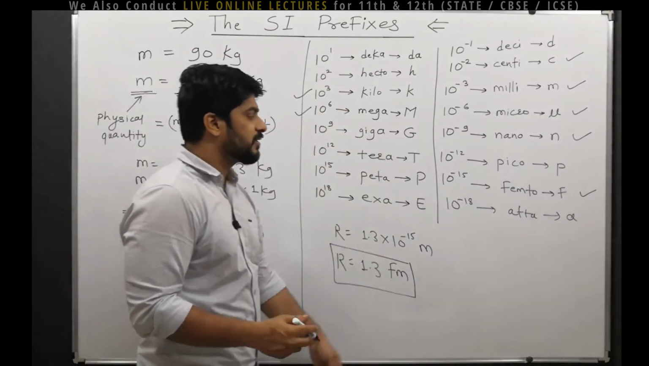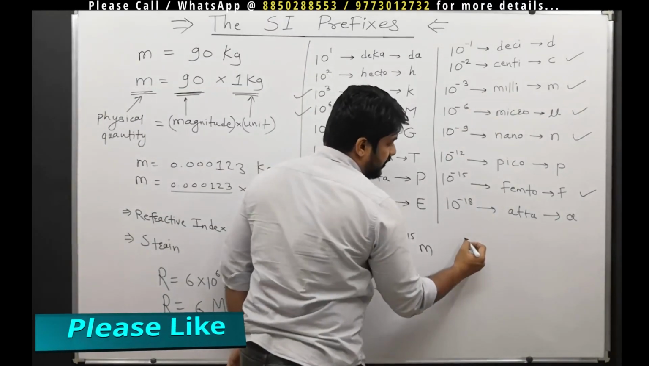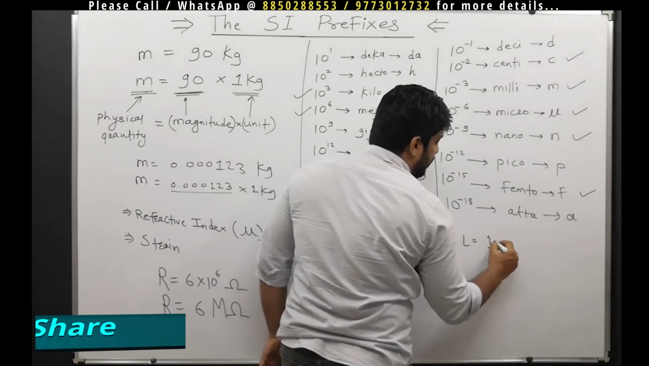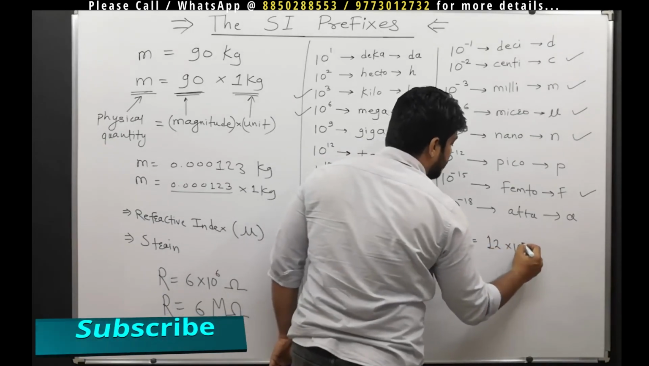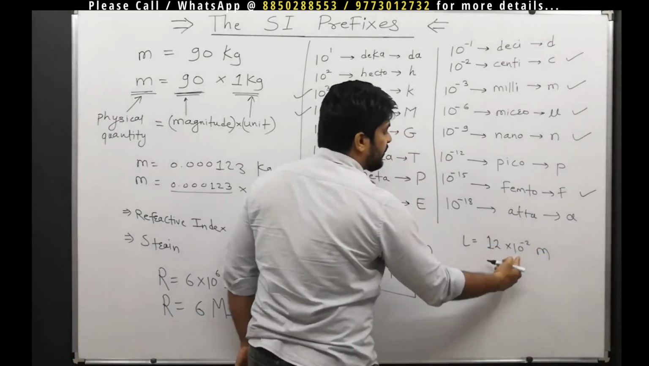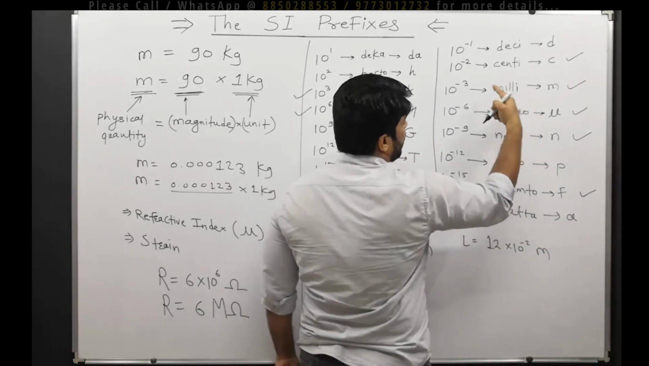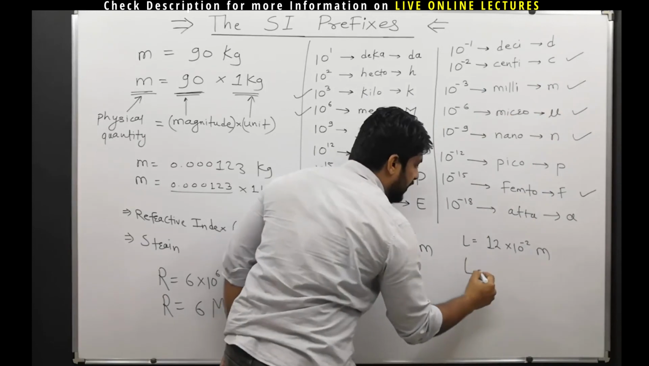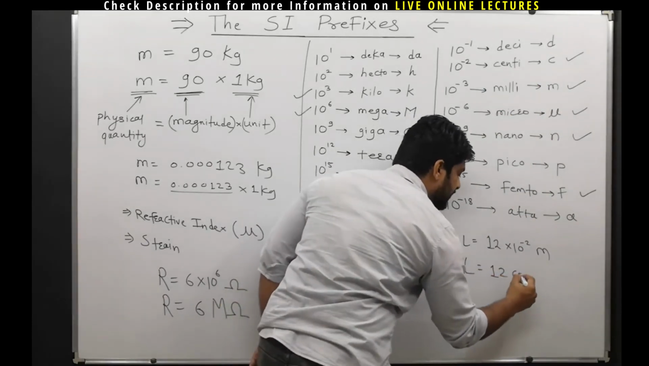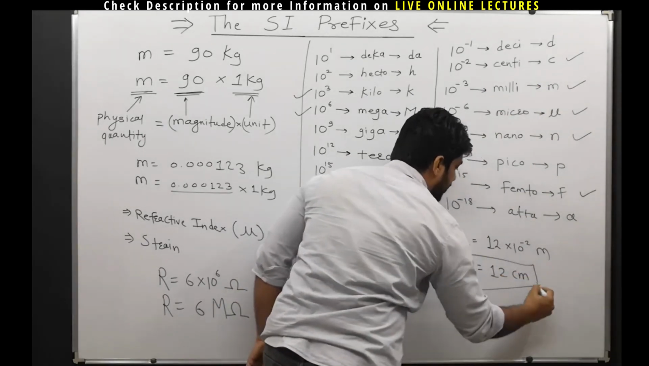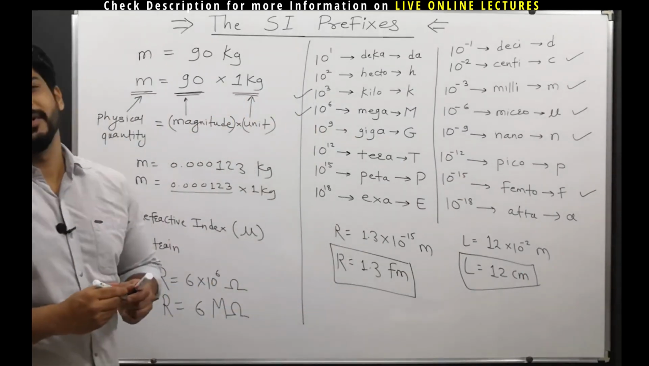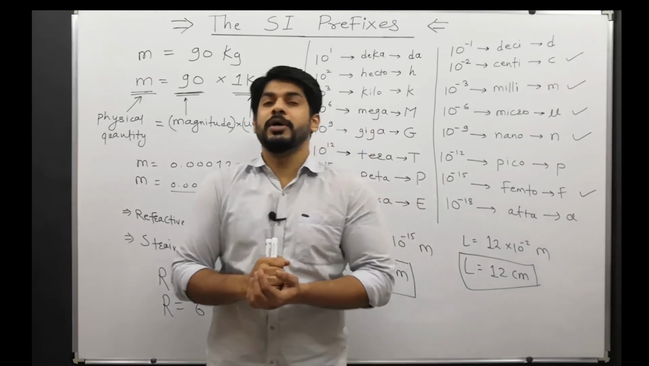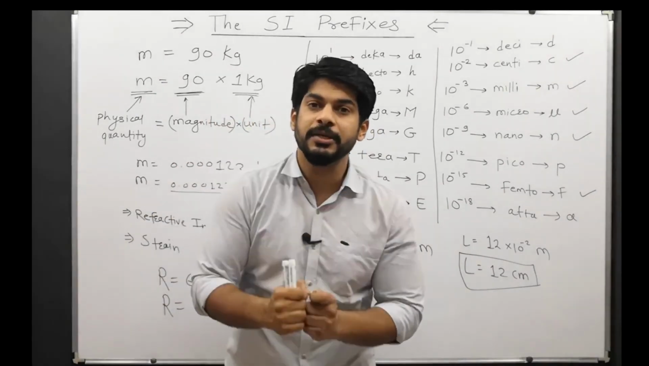We can use something like this, and there are many other examples, like centimeter. If the length is, let's say, 12 into 10 raised to minus 2 meters, instead of writing this, we will write centi. So L will be equal to 12 centimeters. And there are many other examples that you will generally see. Again, I hope everything is pretty clear to you.